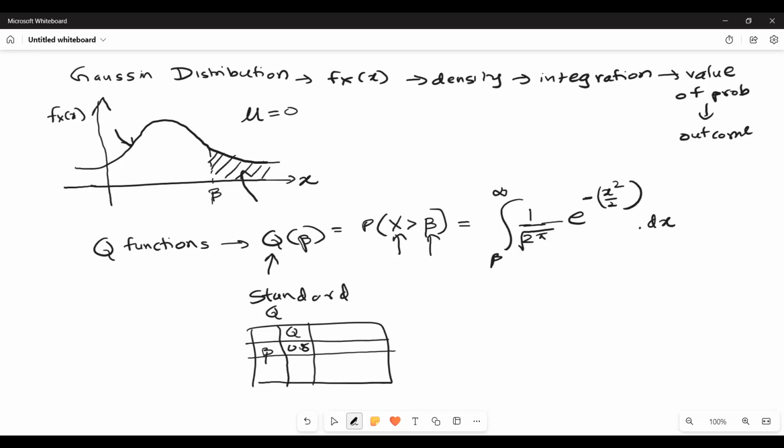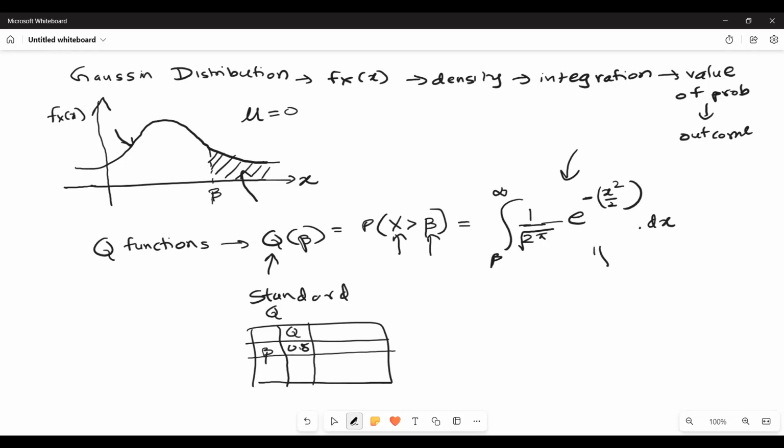Anyway, before using the table, the Q function itself means this integration, right? This integration is what we use to define the Q function. What we do using the Q function is the integration from beta to infinity of 1 over square root of 2 pi, e to the minus x squared over 2, dx, where x is the random variable, right?